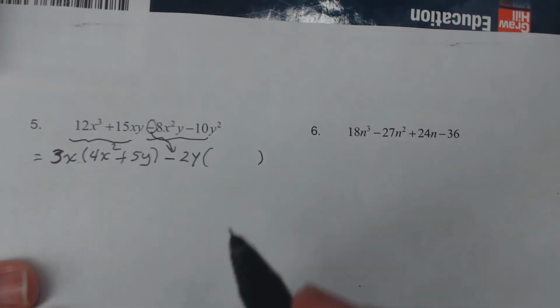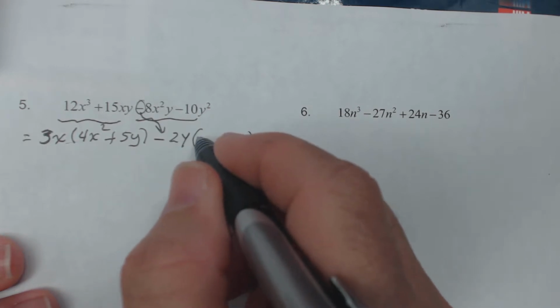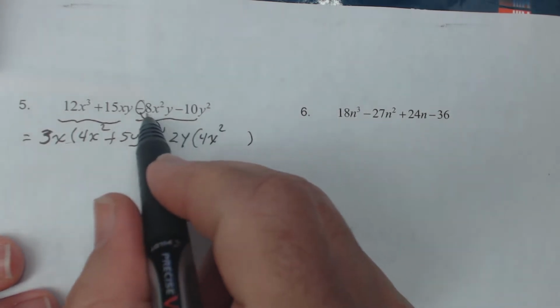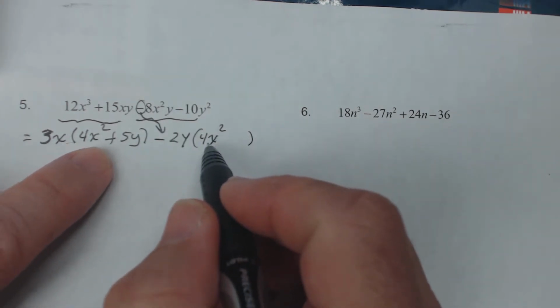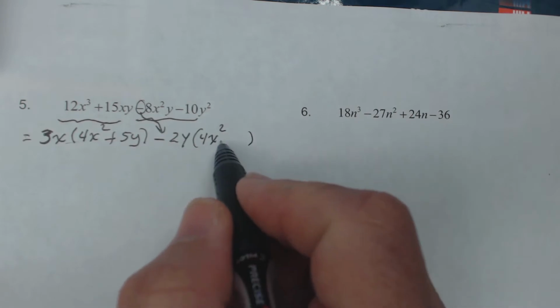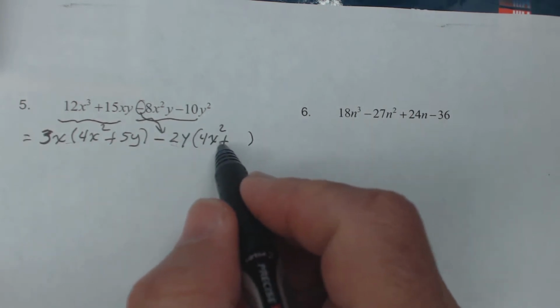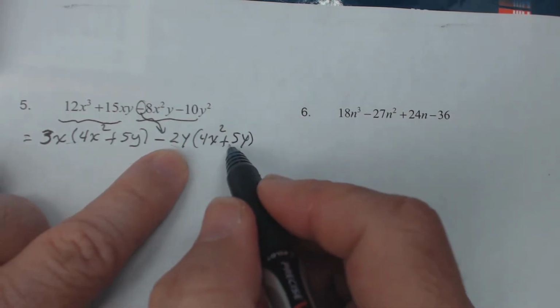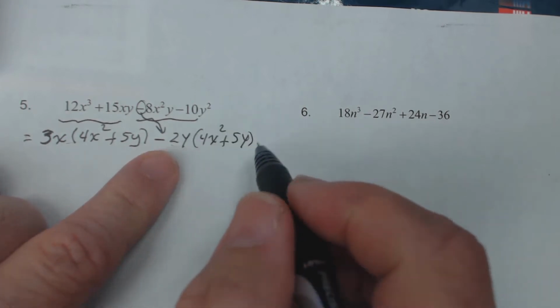Okay, so negative 2y times 4x squared gives me negative 8x squared y. Notice I get the 4x squared so far. And then a negative times a positive is a negative, but negative 2y times a positive 5y. Negative 2 times positive 5 is negative 10. Y times y is y squared.